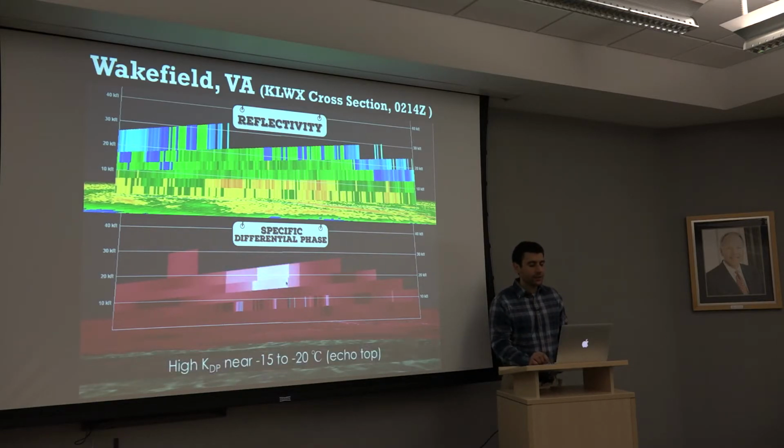So we highlight that area where we're seeing those nice KDP values, again in that negative 15, in this case negative 15 to negative 20 degrees Celsius range. So near ecotop, but again, you're generally thinking somewhere in that negative 12 to negative 18, even negative 20 degrees Celsius range, where you can see those dendrites and even some of those plates start to grow. So here we have at least those dendrites and again, some of those hexagonal plates growing up top.